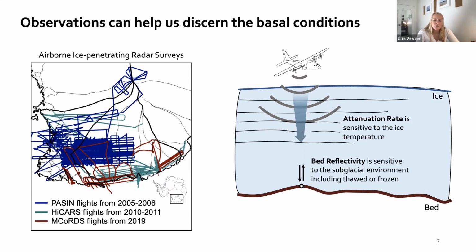And radar is useful for understanding the basal temperature because the attenuation rate is sensitive to the ice temperature, where you're going to have a higher attenuation rate in warmer ice. And also the bed reflectivity is sensitive to the subglacial environment, including thawed or frozen beds. So you're going to have a brighter reflection where the bed is thawed and there's water at the bed than somewhere where the bed is very cold.